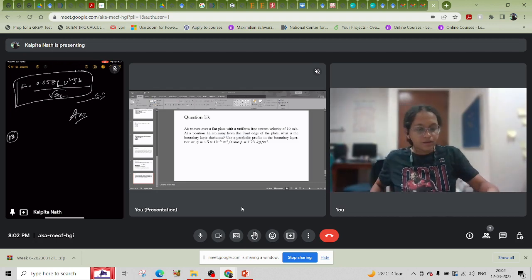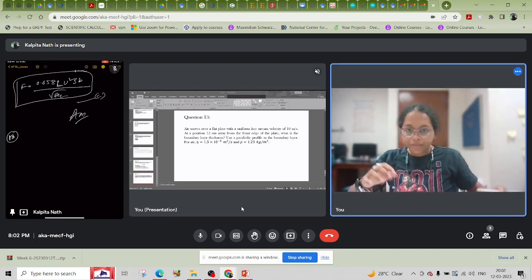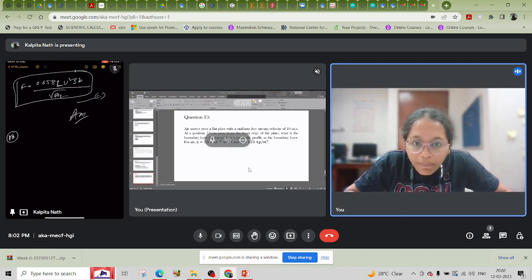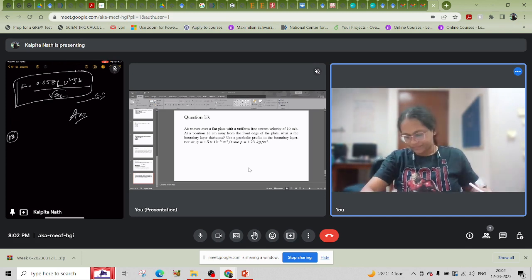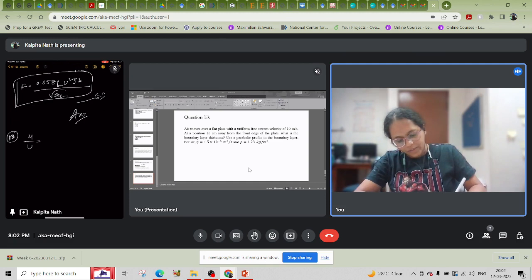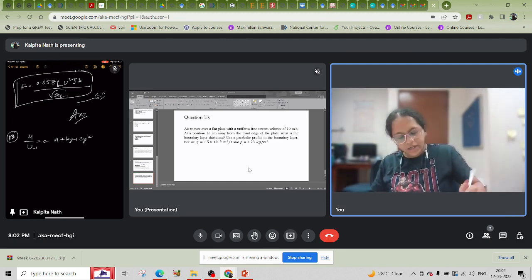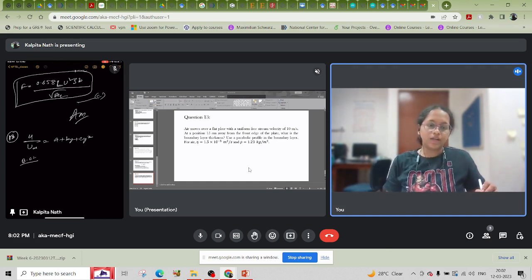Okay, so we'll proceed with the solution of this last question. It said that the profile is parabolic, and we have to find out the boundary layer thickness over a flat plate. So if the profile is parabolic, u by u infinity is equal to a plus b y plus c y square. So the boundary conditions are, from here we will understand how we got 2 eta minus eta square.